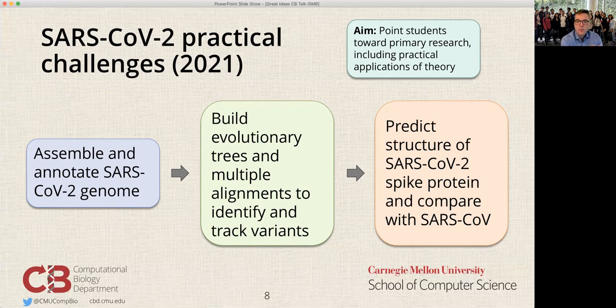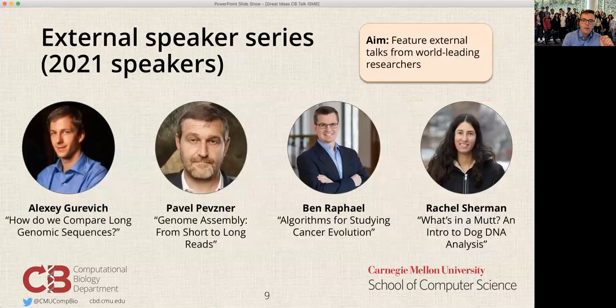And then we transition towards building evolutionary trees and multiple alignments of multiple genomes to identify and track variants of the virus. And then we use all these genomes to predict the structure of the SARS-CoV-2 spike protein and compare that against other coronaviruses, notably the SARS-CoV coronavirus from 2003. So students really see that this is very relevant to the biggest story that's going on in the world today.